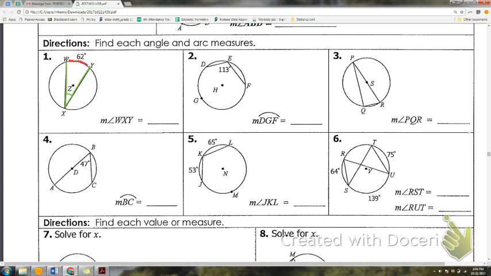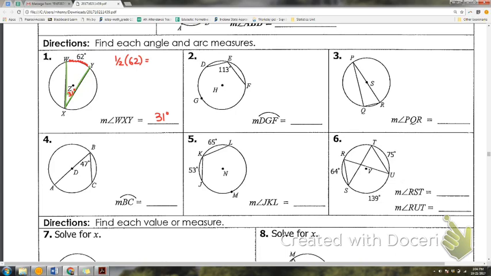So we're going to show our work, and we're going to say half of 62. Now you can use your calculator. Remember, half of something is the same thing as dividing by 2. So 62 divided by 2 is 31. And you all have your calculators at your desk, I'm sure. So this angle is 31 degrees.